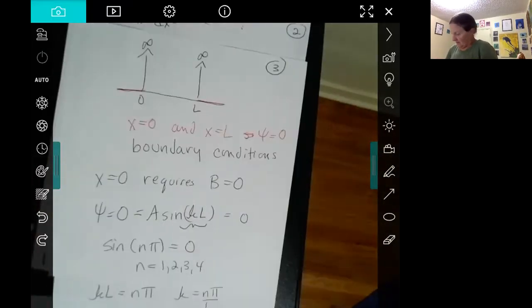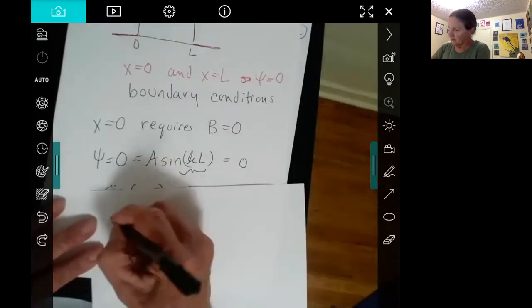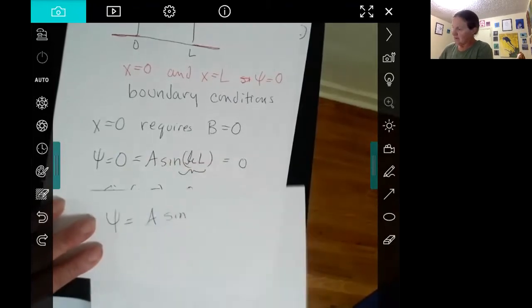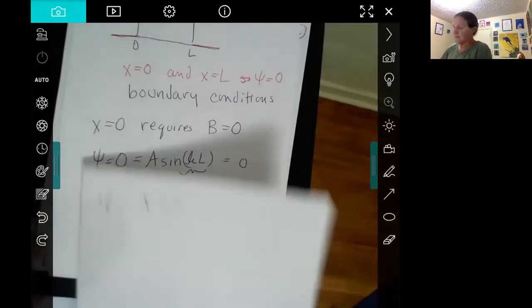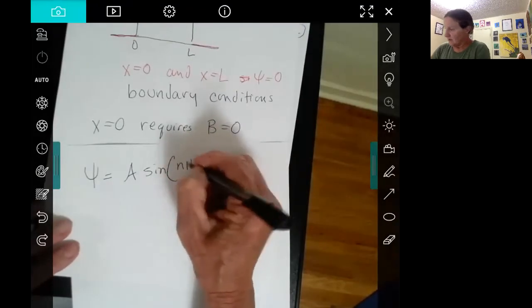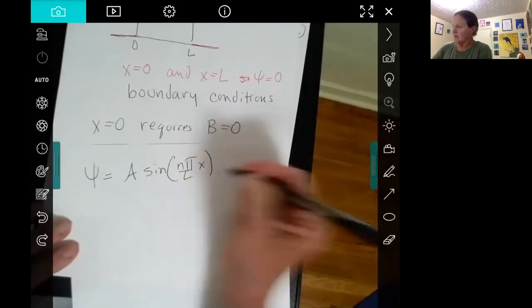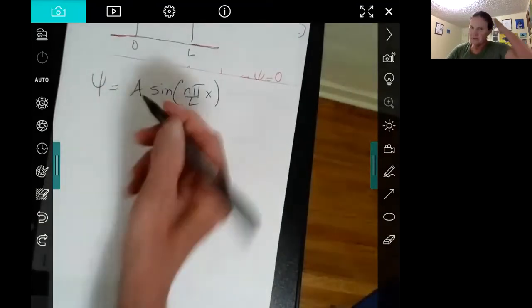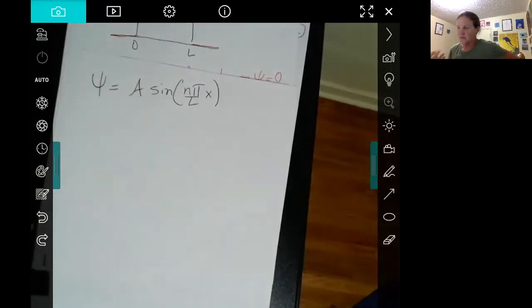So now we have almost specified the whole function. So now we have psi equals a sine, and our k can only be n pi over L. And so that's our wave function to this point. We also need to know what a is. A can't just be a random parameter. We have to define it in terms of properties of our system.